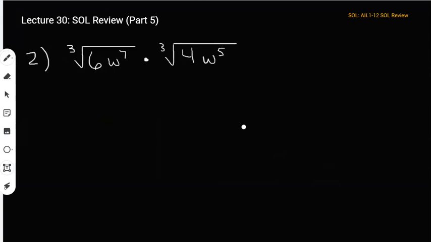Okay, so for this one, they're both cube roots, which means we can combine the radicals. So what I'm going to do is I'm going to write this as only one cube root. And there's going to be a lot under the cube root because I've got 6 times 4. 6 times 4 is going to give me 24. So I can put a 24 under the radical. I've also got w to the 7th times w to the 5th. And if you add 7 and 5, you're going to get 12 w's. So I'm going to put w to the 12th power under the cube root.